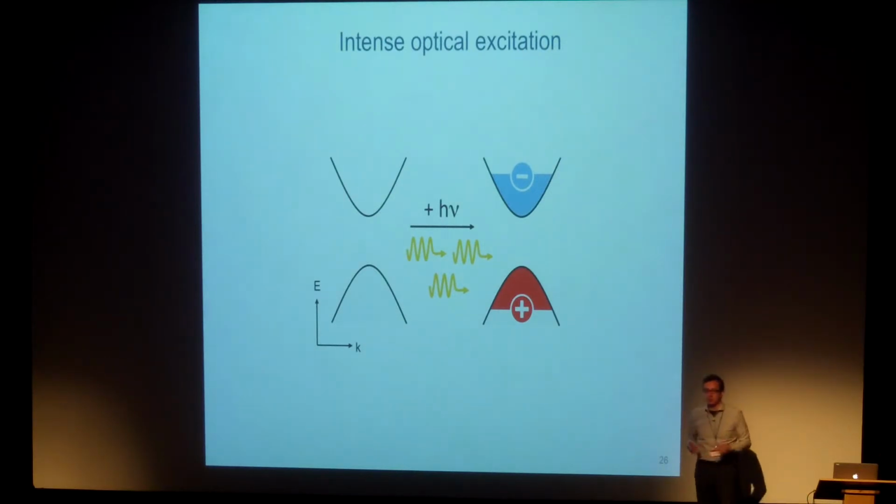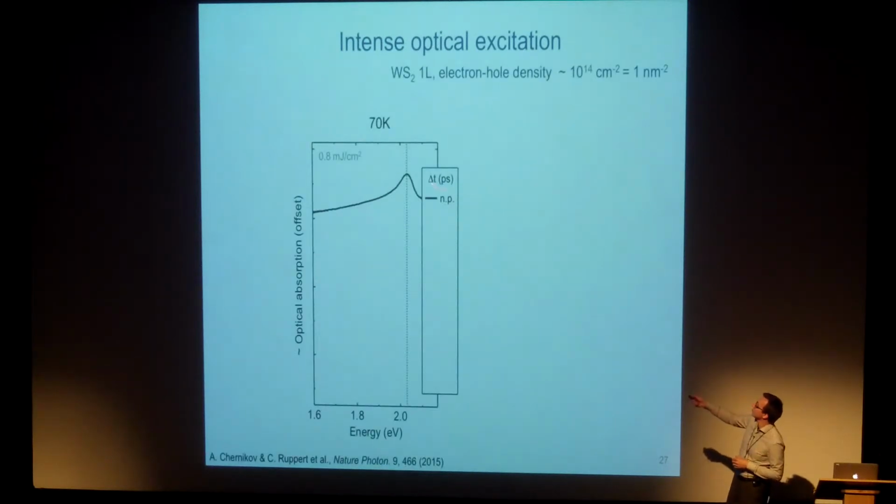So what we want to do here is use a short, very intense laser pulse to inject a lot of electrons and holes into the material. In this particular case, we start with an undoped, more or less, system at 70 K. So we have again an absorption, this very strong excitonic peak. And now we will inject an electron-hole density as high as roughly one electron-hole pair per square nanometer. So a very, very high density regime. And what will happen is the following. So I will show here the spectra after the excitation.